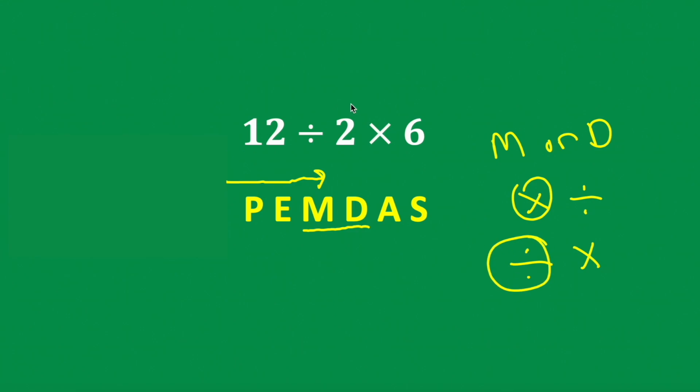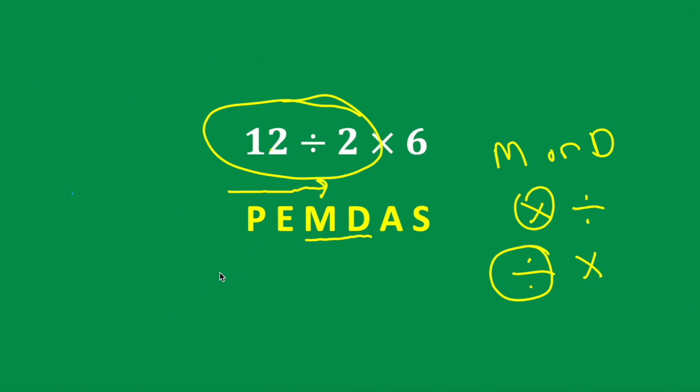So in particular for this problem, we must do the division first. That is, we first take 12 divided by 2 and we'll get 6. And then finally take 6 times 6 and we'll get 36.